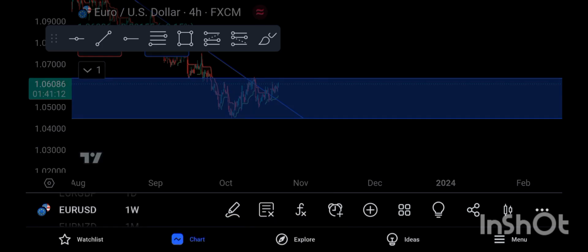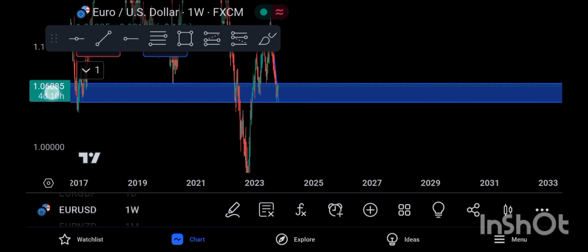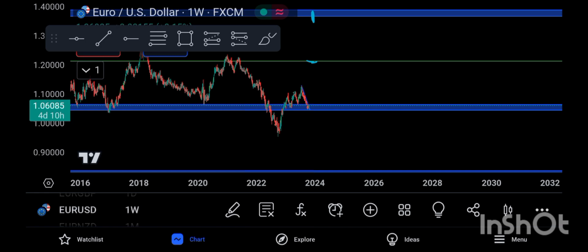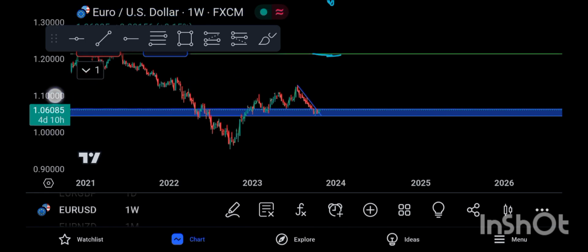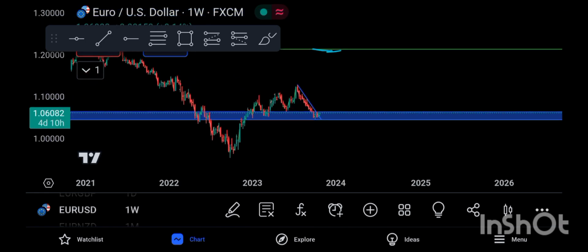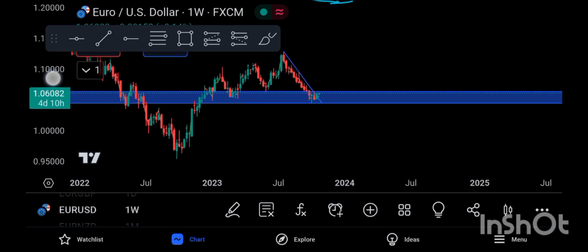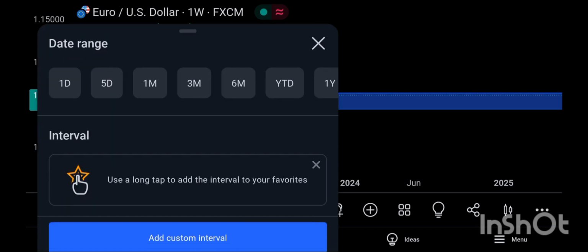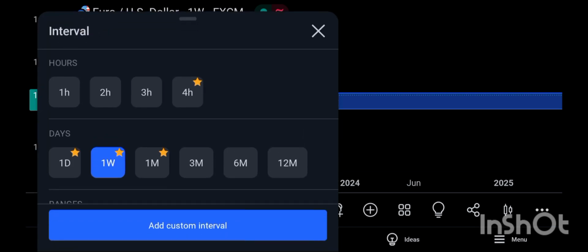So this is our position on Euro USD. Let's see how this goes. Now, like we said, the market does what it wants. That's why you put your stop loss. We could have a scenario where, instead of it going up, okay, let's go to the 4-hour.